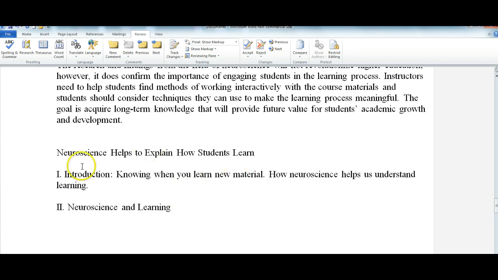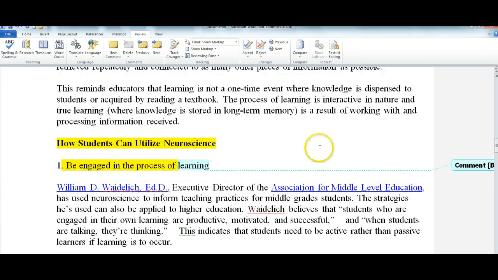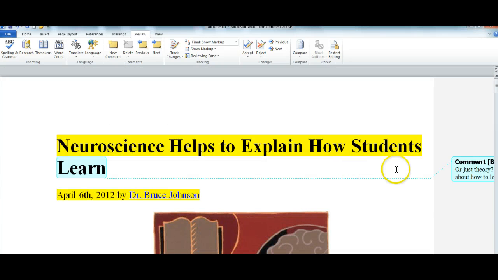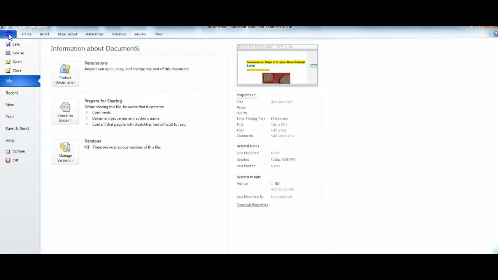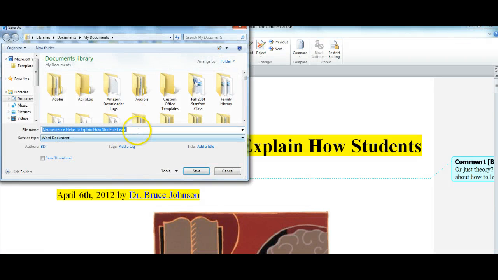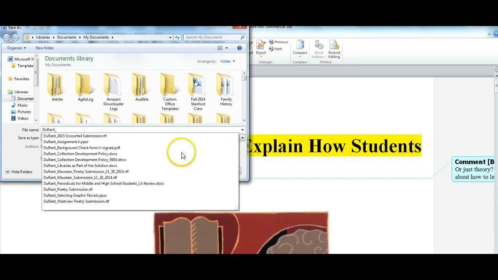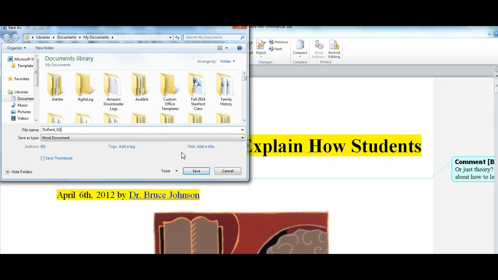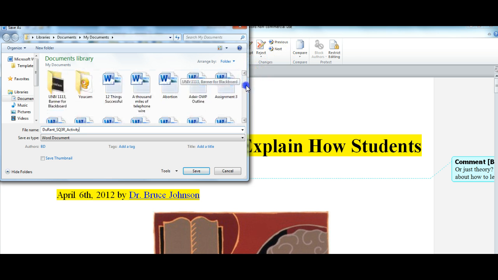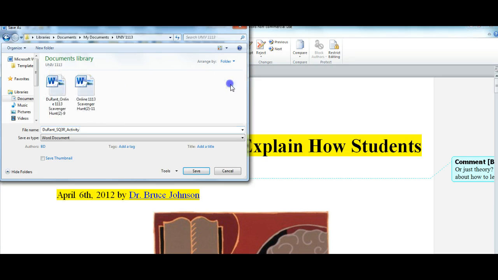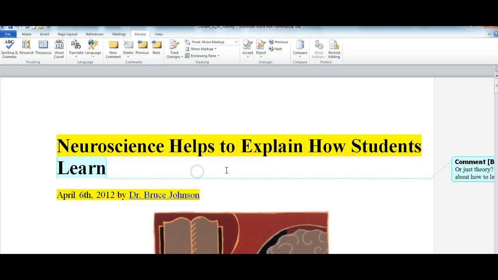So if I've completed my whole SQ3R this way, this should take you about an hour. It shouldn't take too long to complete. So I'm going to go to File and save this. I'm just going to put Durant, because I always want to make sure I label all my stuff, then SQ3R Activity, and I'll put it into my UNIV 113 folder. I already have my scavenger hunts in there, so I'm good to go. And so I'll just go back into activities and submit that assignment.